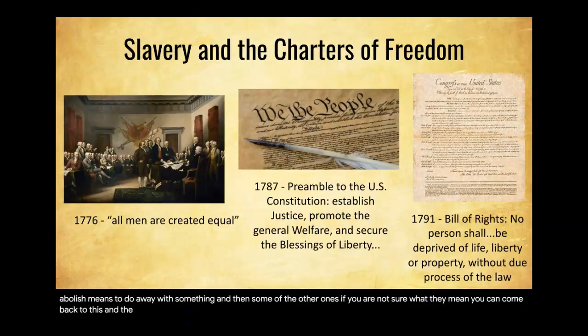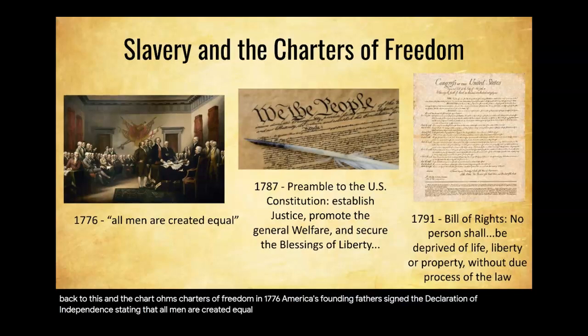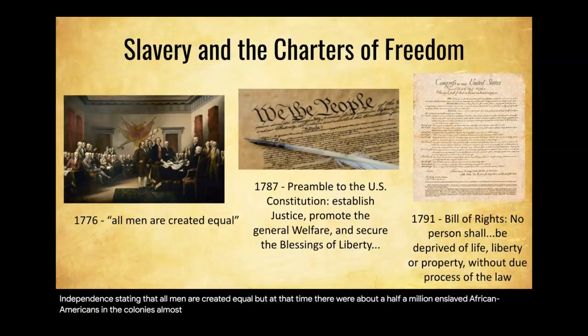Slavery and the Charters of Freedom. In 1776, America's founding fathers signed the Declaration of Independence, stating that all men are created equal. But at that time, there were about 500,000 enslaved African Americans in the colonies. Almost 1 in 6 people in the colonies lived in bondage. Bondage is another term for enslavement.